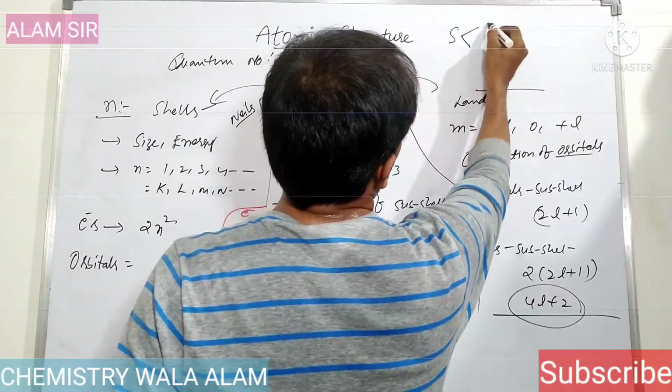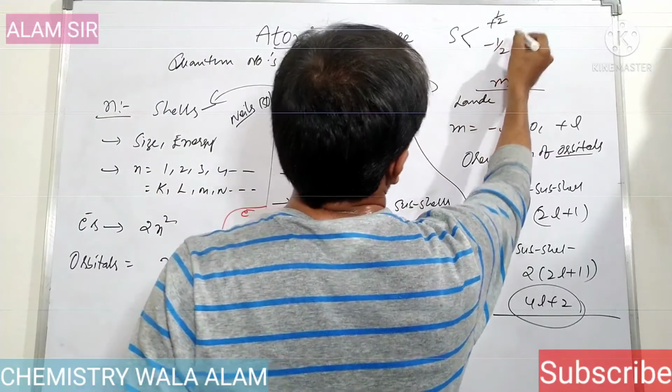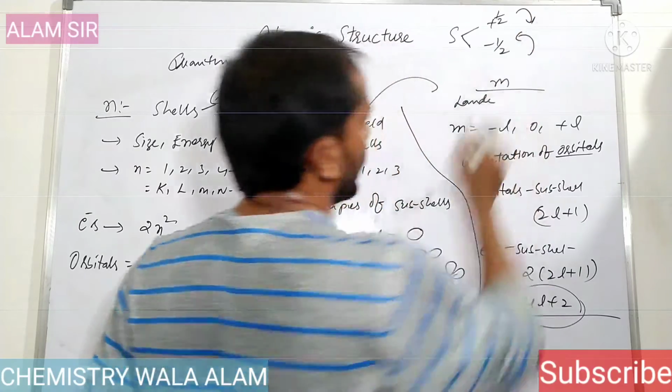It has only plus half or minus half values. The electron is spinning either in the clockwise direction, plus half, or the anticlockwise direction, minus half.